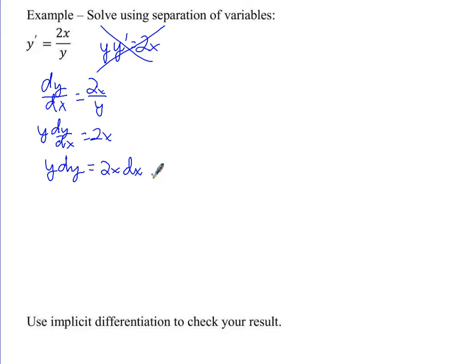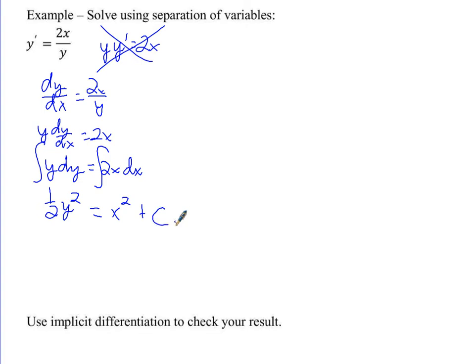We're solving. We don't want y prime, we want the original function. So I'm going to integrate both sides. That also takes out the dy and the dx. So we get 1/2 y squared equal to x squared plus c.